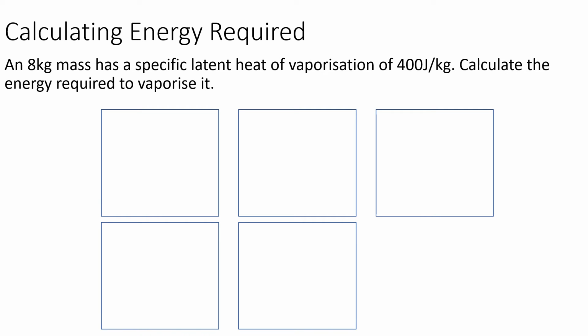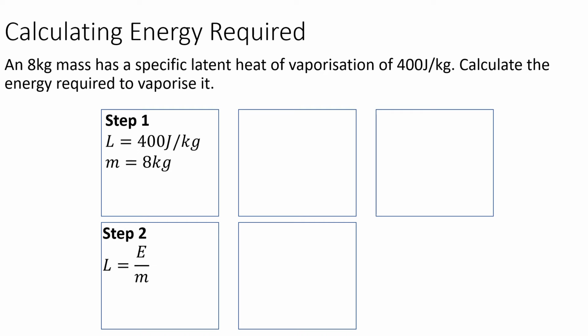Next, calculating the energy required. So let's say we have 8 kilograms of mass. We know that it has 400 joules per kilogram in order to vaporize a single kilogram. So 400 joules is required for each kilogram. Calculate the energy required to vaporize it. So the first step is to write down what we know. We know that L is 400 joules per kilogram and M is 8 kilograms. The second step is to write down the equation. L equals E over M.